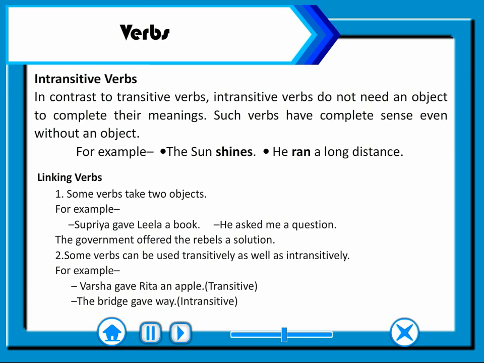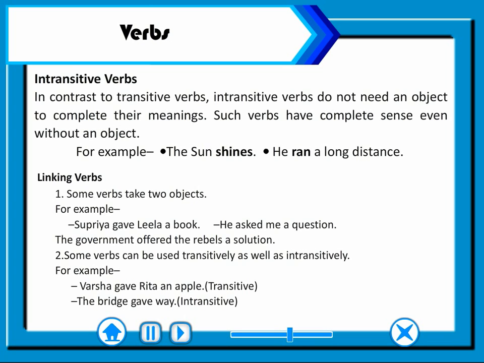Intransitive verbs. In contrast to transitive verbs, intransitive verbs do not need an object to complete their meanings. Such verbs have complete sense even without an object. The sun shines. He ran a long distance. Some verbs take two objects. For example, Supriya gave Leela a book. He asked me a question. The government offered the rebels a solution.